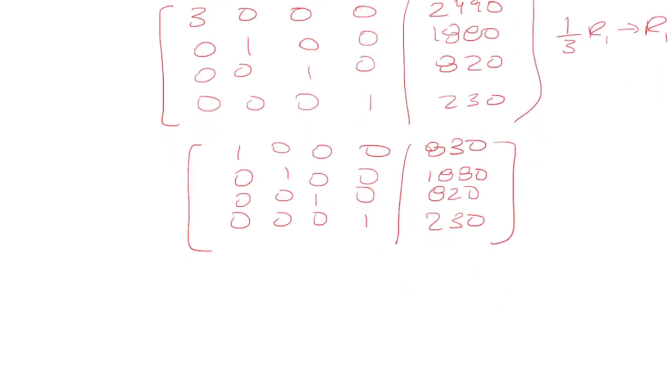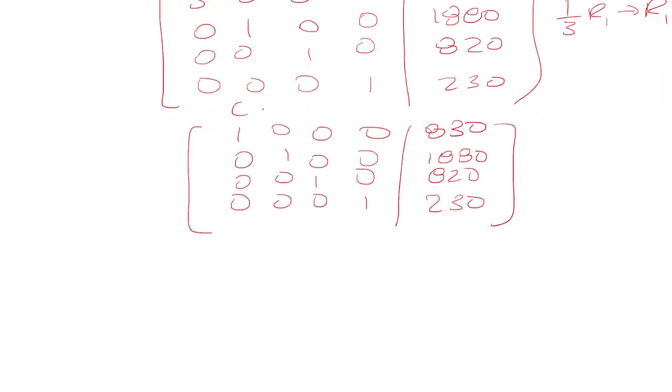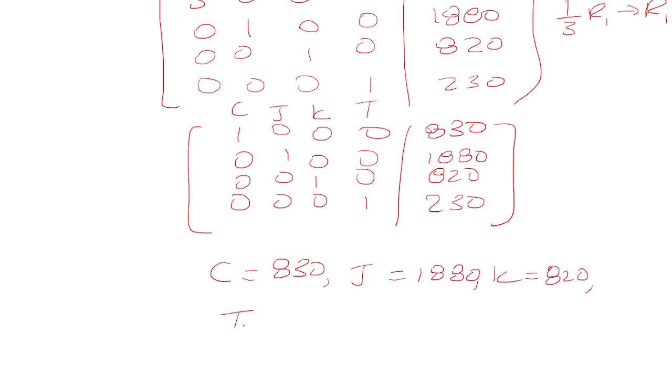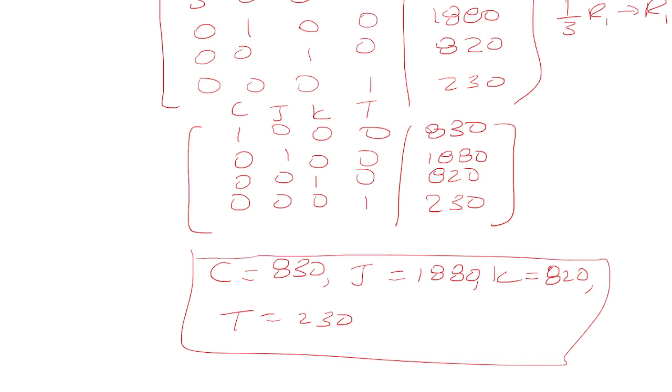So recall that the first column was C, and then it was J, then K, then T. So C is 830, J is 1,880, K is 820, and T is 230. And that is our answer.